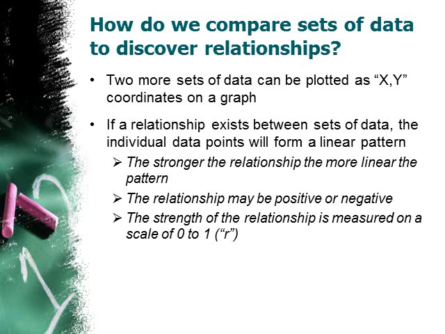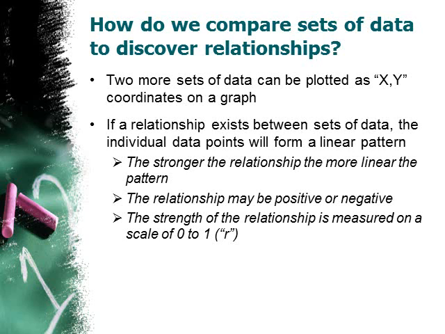If a relationship exists between the sets of data, the individual data points will form a linear pattern. The stronger the relationship, the more the xy points will form a straight line. The relationship may be positive, that is, when the x-coordinate increases or decreases, the y-coordinate does the same, or negative. In this case, the x and y coordinates move in different directions.